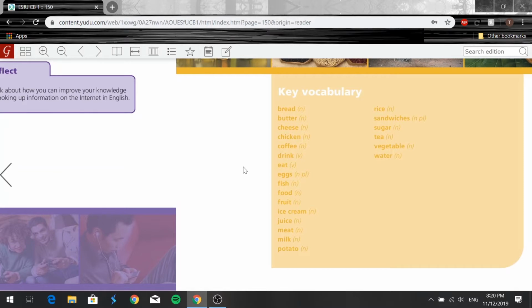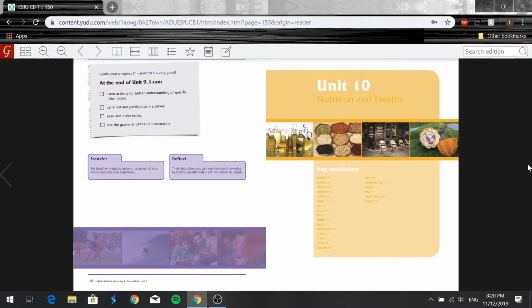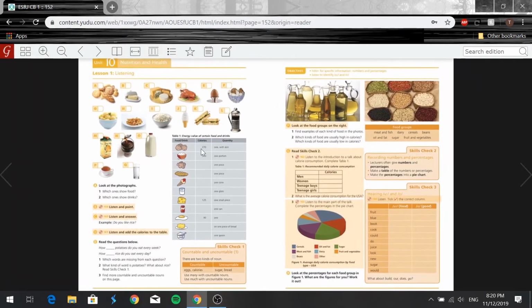So we have bread, butter, cheese, chicken, coffee, drink, eat, eggs, fish, food, fruit, ice cream, juice, meat, milk, potato, rice, sandwiches, sugar, tea, vegetable, and water. Okay? All of these are examples of different nutrition and foods.